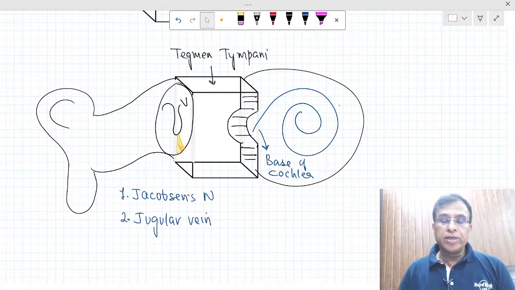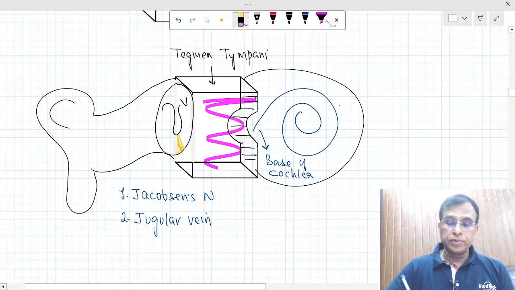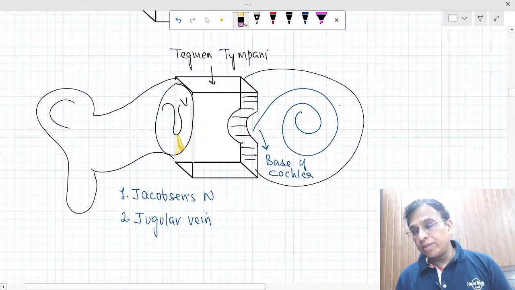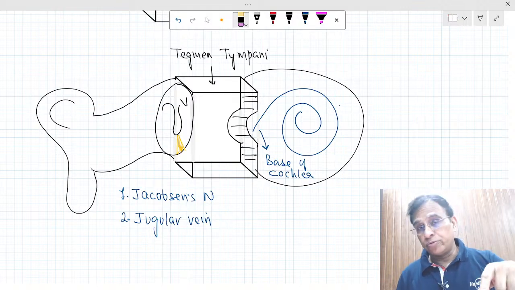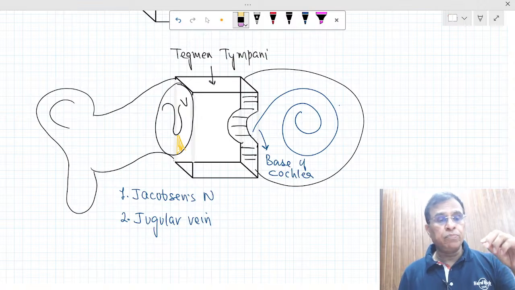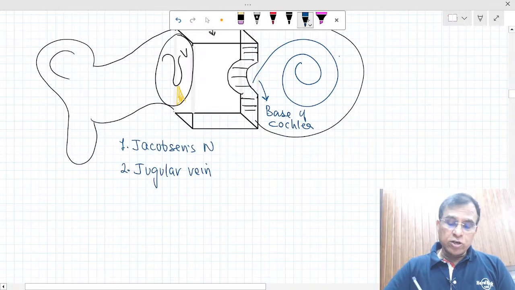And we have to talk about the anterior wall and posterior wall. Actually, the anterior wall and the posterior wall are the most important walls of the middle ear that you have to know. So we are still to discuss the most important boundary of the middle ear, right? Now before that, this Jacobson is very important.